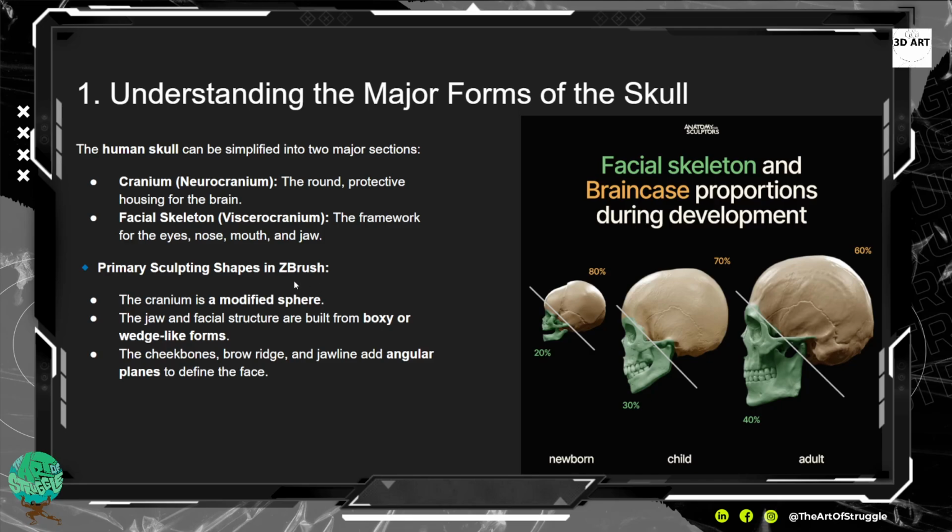So, primarily sculpting the shapes in ZBrush, the cranium is usually a modified type of sphere, and then the jaw and facial structure are built from boxy or wedge-like forms. The cheekbones, the brow ridge, this is the brow ridge right here, and the jawline add angular planes to define the face. Whenever you're starting off, these are the things you're thinking about. Where's my brow line? You're creating the basic shape. Where's my jawline, and how do these things interact?